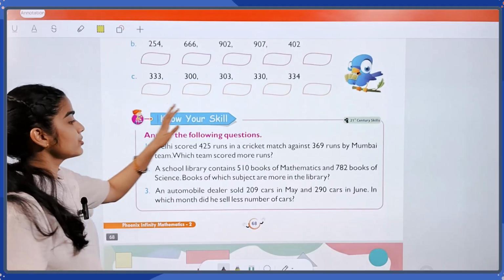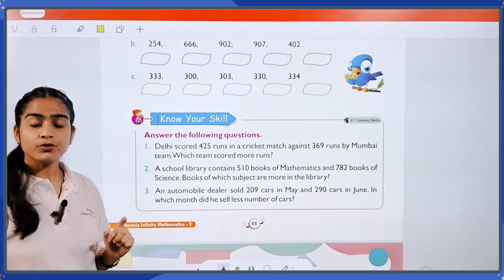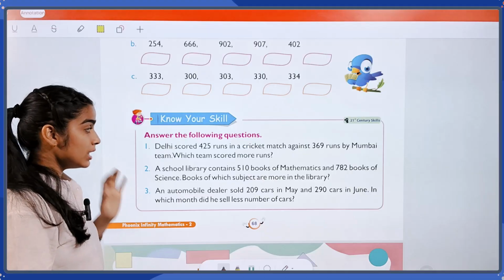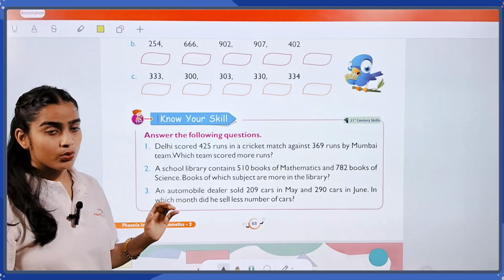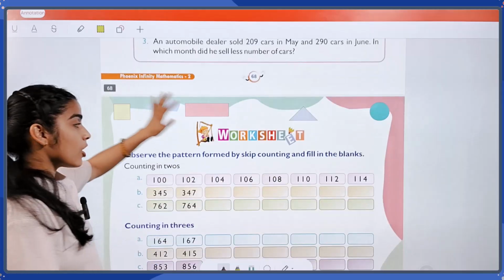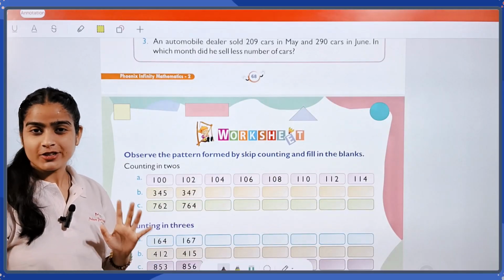Okay, now know your skill. In this section, you have to evaluate yourself on how much you have learned till now. So do these questions on your own to check and examine yourself. Now we have our worksheet. So all of you, are you excited for the worksheet?